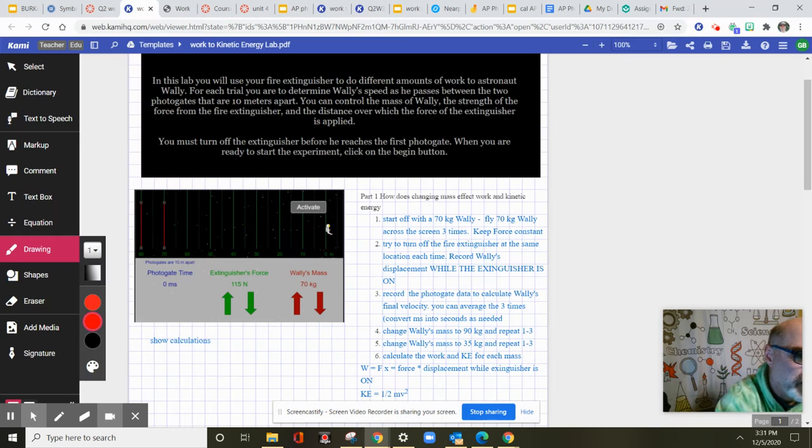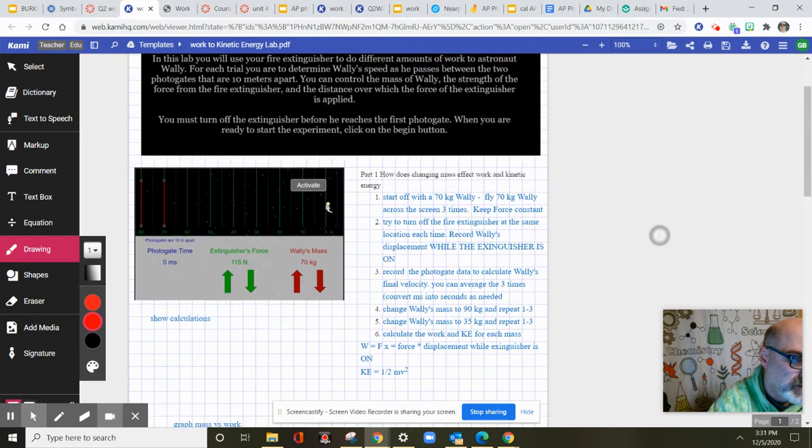All right, so what does it say to do? It says start off with a 70 kilogram Wally, fly 70 kilogram Wally across the screen 3 times, keep the force constant. Try to turn off the fire extinguisher at the same location each time. Record Wally's displacement while the fire extinguisher is on, and record the photogate data to calculate Wally's final velocity. You can average the 3 times, convert milliseconds into seconds as needed, change Wally's mass to 90, change Wally's mass to 35, calculate the work and kinetic energy for each mass.